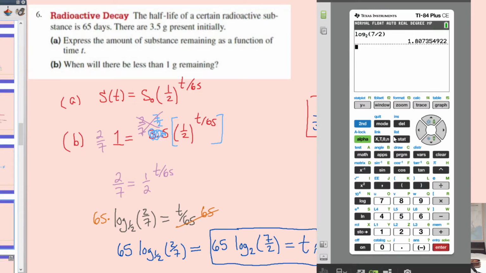And then just to prove the haters wrong, if I go math alpha A, if I do the base of a half, and then the 2/7, you guys will just see that, yeah, I'm right. That if you take the reciprocal of the base and you take the reciprocal of the argument, you do end up with the same answer. Okay, anyway, the only other thing now is multiply that by 65. So your final answer is 117.478.